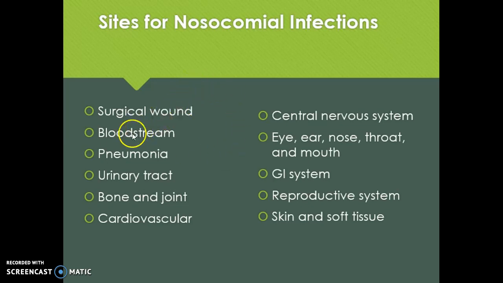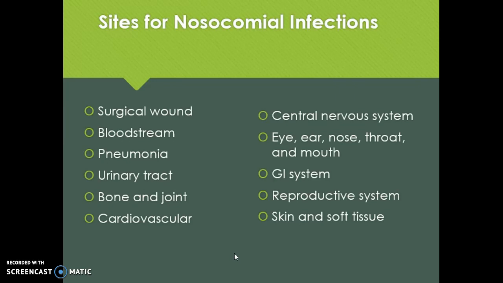So, sites for a nosocomial infection to take place. All of these: surgical wounds, bloodstream, pneumonia, urinary tract, bone and joint, cardiovascular, nervous system, eyes, ears, nose, mouth and throat, GI system, reproductive system, skin and soft tissue. Here's what happens. You put in a Foley catheter and you contaminate the field and the patient gets a UTI, urinary tract infection. That is a nosocomial infection.